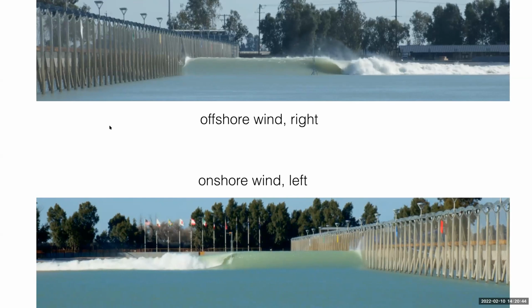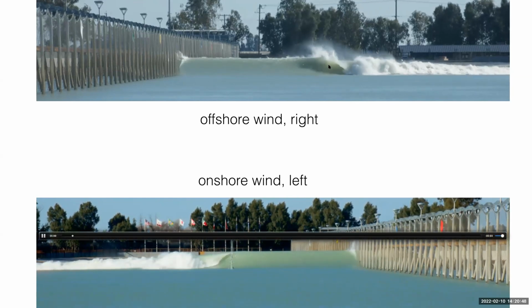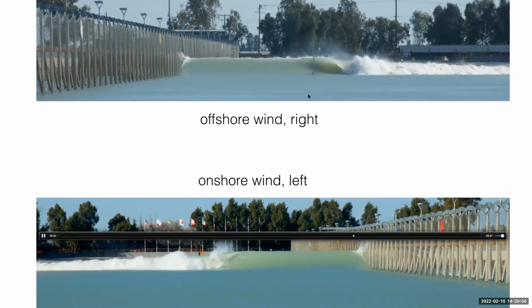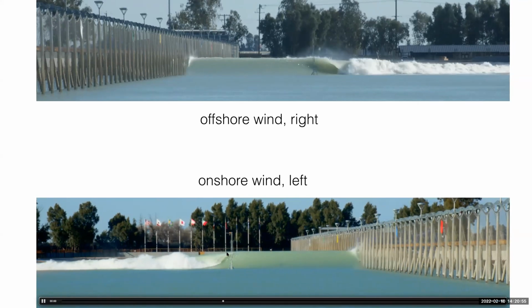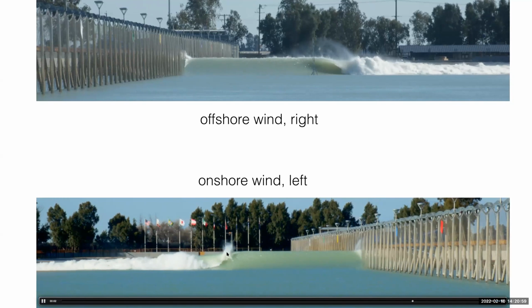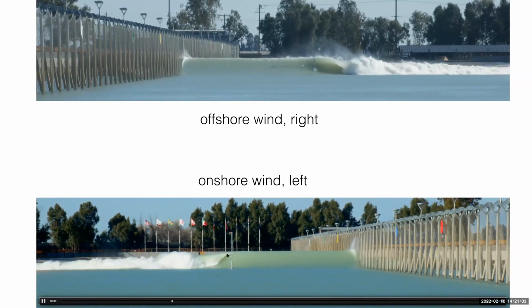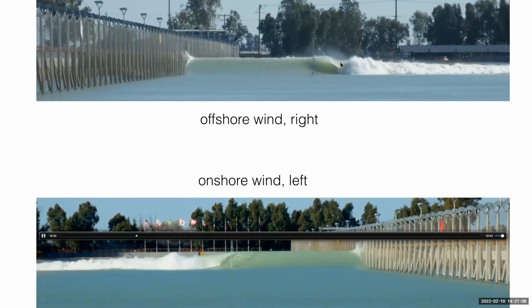Okay, so just to provide a little bit more context, here are two movies of two waves, one with offshore wind. We call this a right wave because the surfer surfing on this would be traveling to his or her right. And then down here we have a left wave where a surfer would be traveling towards the left. And you can see with the onshore wind, there's again a qualitative difference in the size of the overturn. It'd be hard for a surfer to fit into this barrel, much easier to fit into that overturn.